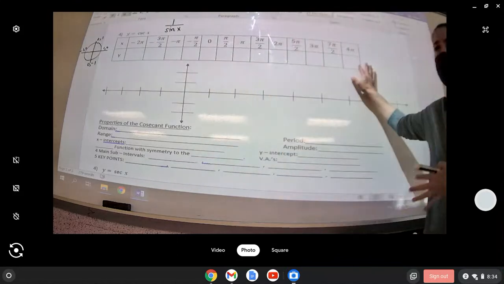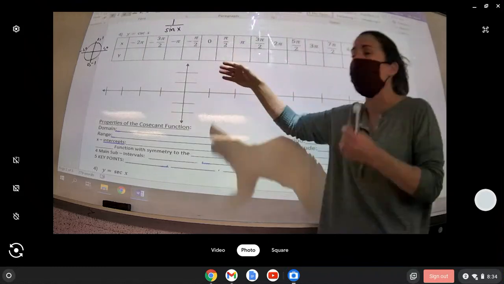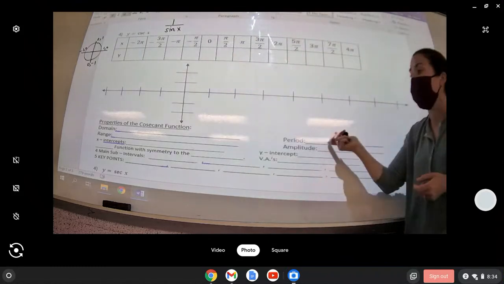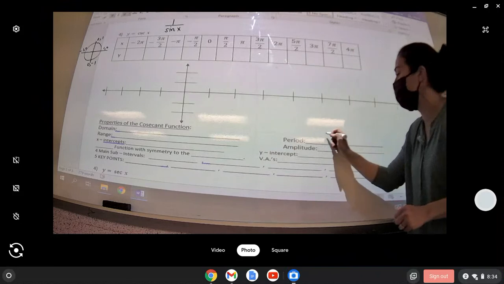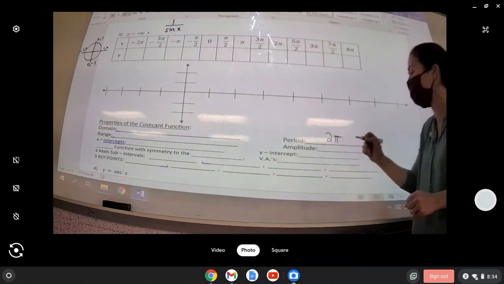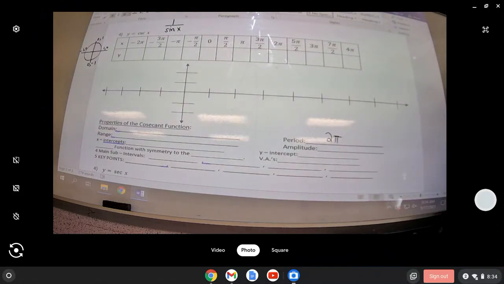So I'm going to give you a chart. We're still going to use our quadrantals because the period of cosecant is still 2 pi radians. It still takes 2 pi radians to complete one period and one cycle. So if I take that period and divide it up into 4 subintervals, I'm still counting by pi's over 2.